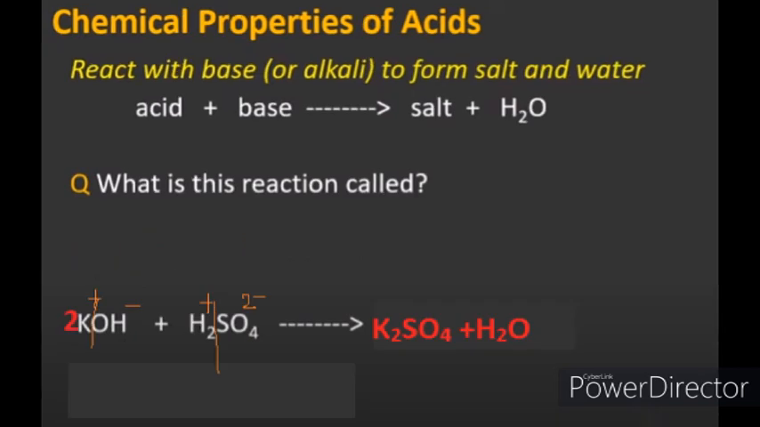Now in the second example we have potassium hydroxide and sulfuric acid. Potassium hydroxide breaks into K positive and OH negative ions, and sulfuric acid breaks into hydrogen and sulfate ions. Again double displacement will take place. So it will form potassium sulfate and water.